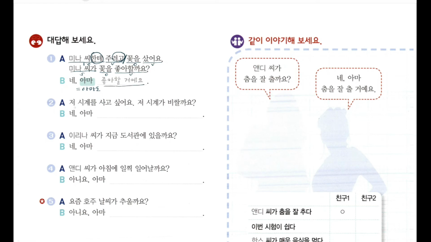자, 2번 갑시다. 저 시계를 사고 싶어요. I want to buy that watch. 저 시계가 비쌀까요? Do you think that watch is expensive? This is subject. You want to say, yes, probably it will be expensive. 어떻게 말해요? 네, 아마 비쌀 거예요 말해요. Conjugation itself is easy. The point here is to understand the nuance of this grammar point.